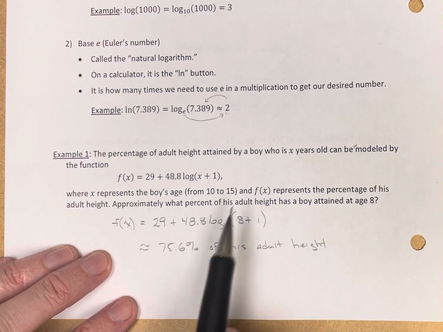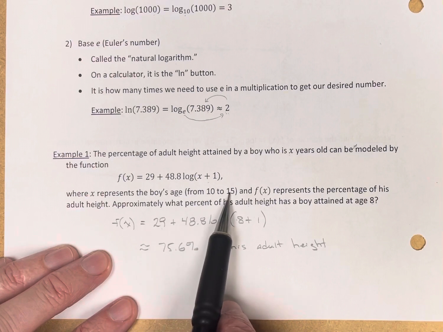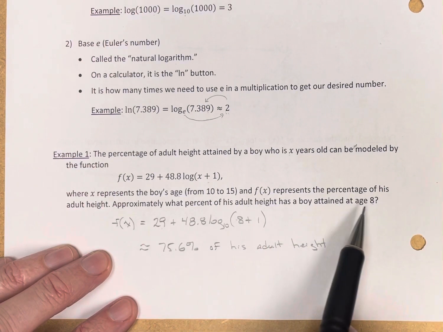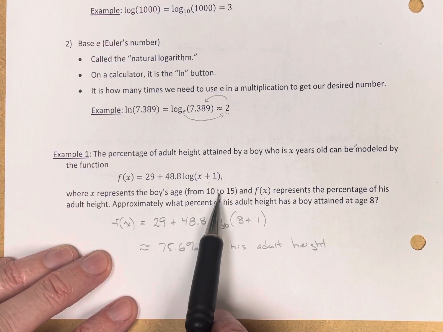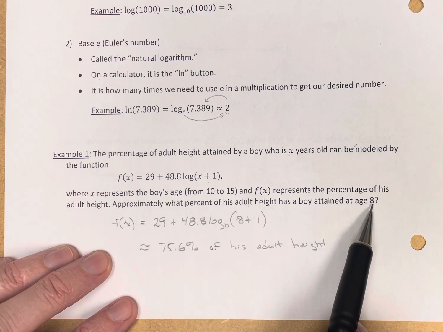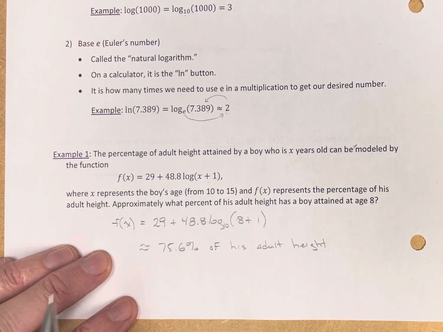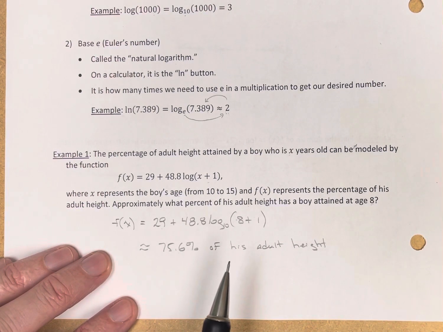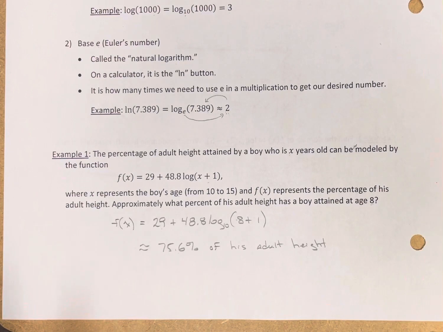Well, by age 8, a boy between 10 and 15. The boy's age, x represents, I'm not sure why the 8 is here, since it's not between those two. Nonetheless, we're fine. Looks like about 76% of his height has been attained by age 8.